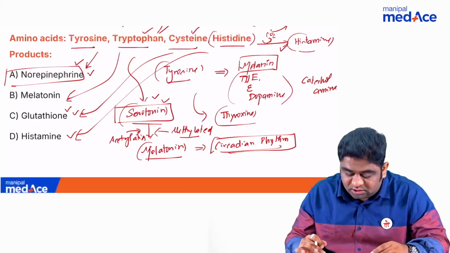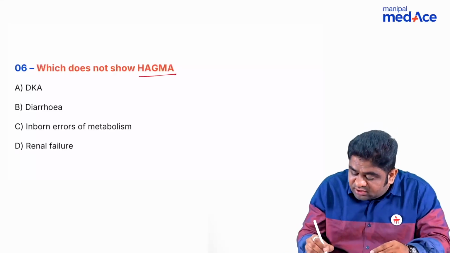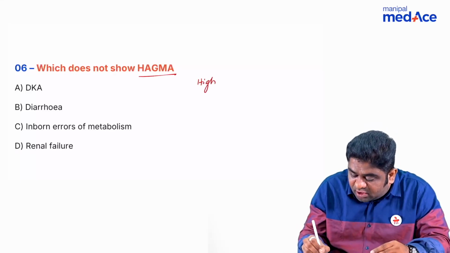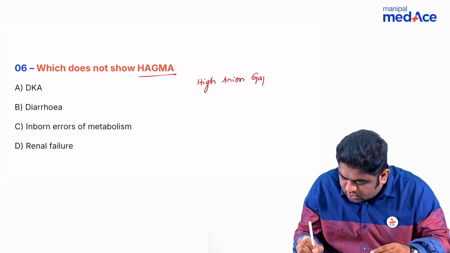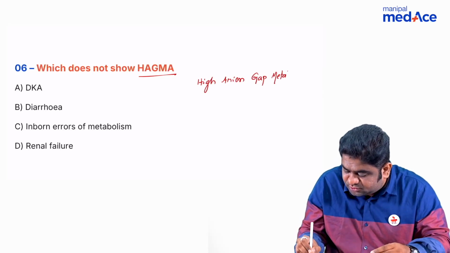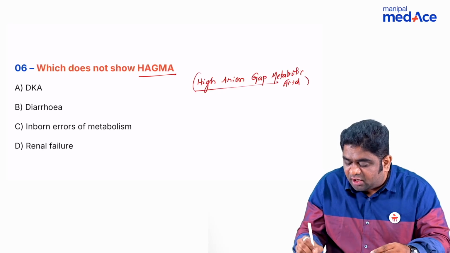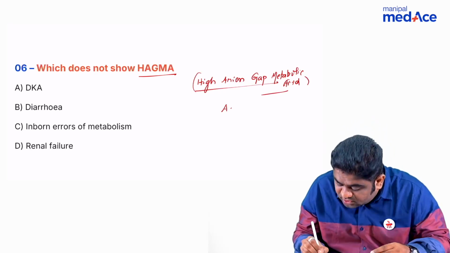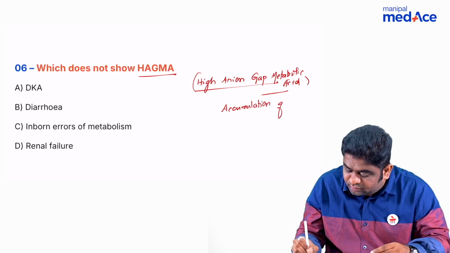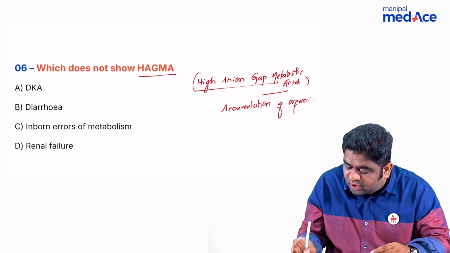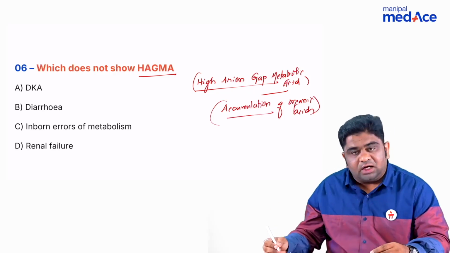This is the matching which does not show HAGMA. What is HAGMA? It is high anion gap metabolic acidosis. When does high anion gap metabolic acidosis happen? When there is an accumulation of organic acids. When you find actual organic acids being added to the circulation, then you can expect HAGMA to happen.